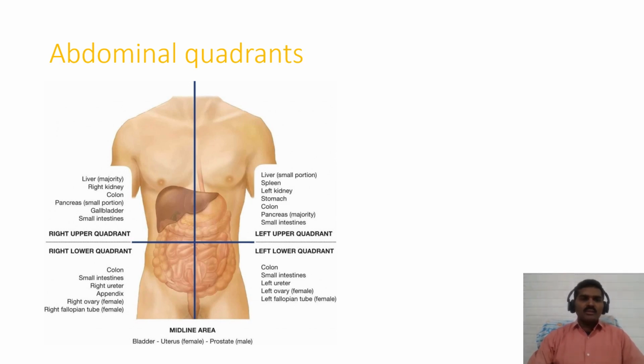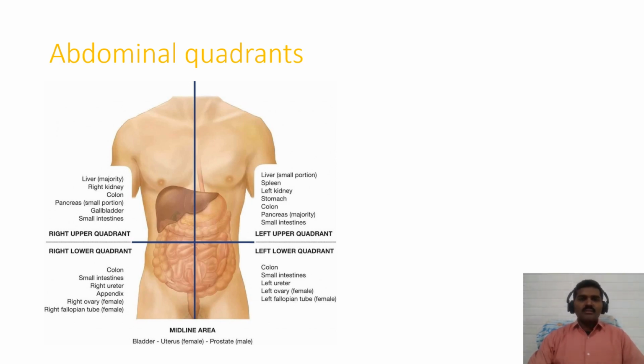Right upper quadrant: the majority is occupied by the liver. Under the liver, you can have the right kidney, the colon, and the pancreas. A small portion of the tail of the pancreas is located in the right upper quadrant, along with the gallbladder and part of the small intestine. In the left upper quadrant, again, a small portion is occupied by the liver.